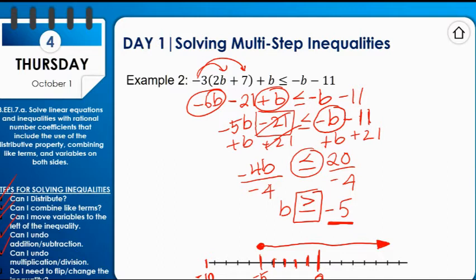So remember, when I'm solving multi-step inequalities, I want to make sure that I walk through each of my steps. Distribute, combine like terms, move variables to the left of the inequality, undo addition or subtraction if possible, undo multiplication or division if possible, and if I divide or multiply by a negative value, I need to remember to change the inequality.